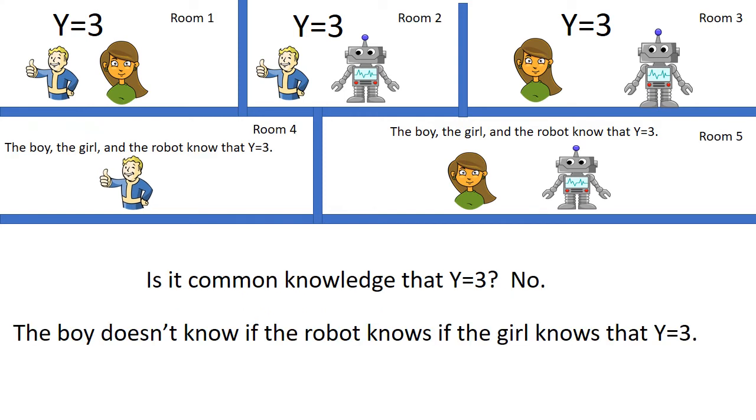So I've labeled the rooms to make it easier to answer this question. It is not common knowledge that y equals 3 because the boy doesn't know if the robot knows if the girl knows that y equals 3. So what's going on? Well, clearly everyone knows that y equals 3. Everyone is in a room where there's a sign saying y equals 3. Furthermore, the boy is in room 4, where he knows everyone knows y equals 3, and the girl and robot are in room 5, where they're told, hey, everyone knows that y equals 3.